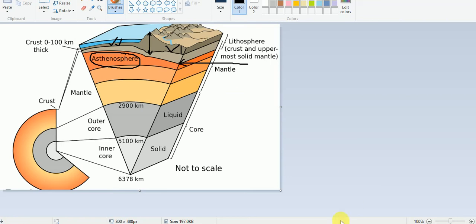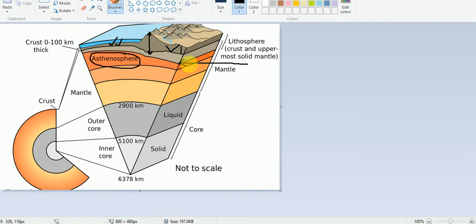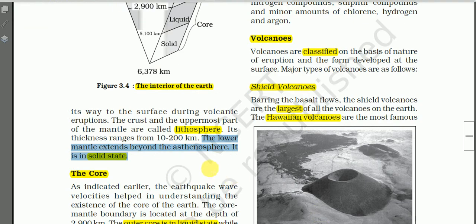As mentioned here, the crust and the upper part of the mantle are called lithosphere. See here, this is the crust, and this is the upper part of the mantle. Somewhere here. So this section is known as lithosphere. The thickness of the lithosphere ranges from 10 to 200 kilometers.